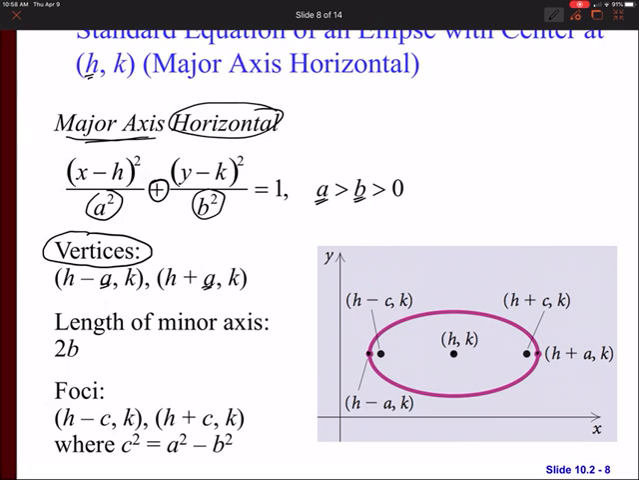And the foci, remember, we determined by the value of c. Now you say, well, where is c? In this equation, we don't have c given to us. But you'll notice we have an equation.